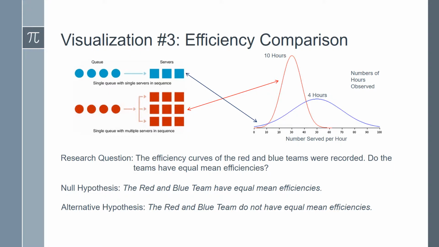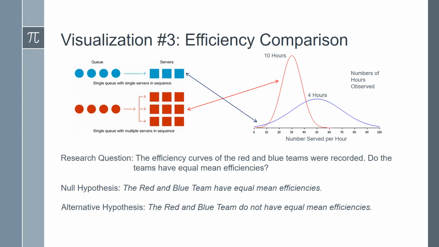The research question is as follows. The efficiency curves of the red and blue teams were recorded. Do the teams have equal mean efficiencies? The top of the bell curve represents the mean. Visually, the red team has a higher efficiency.